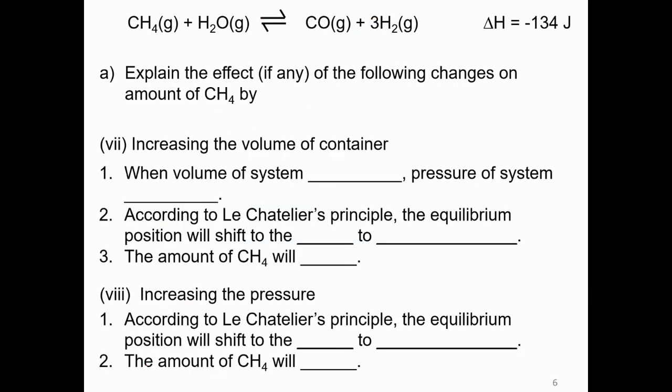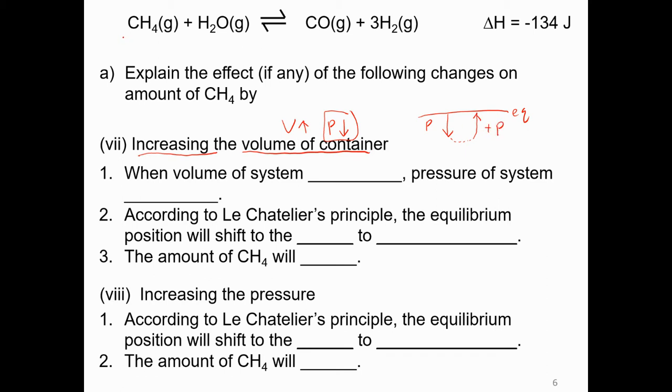Okay, now let's look at another one. Increasing the volume of the container. Increasing the volume of the container means when volume increases, pressure decreases. So this is the disturbance. The disturbance is pressure decrease. So when pressure decreases, to counteract, we need to increase the pressure.